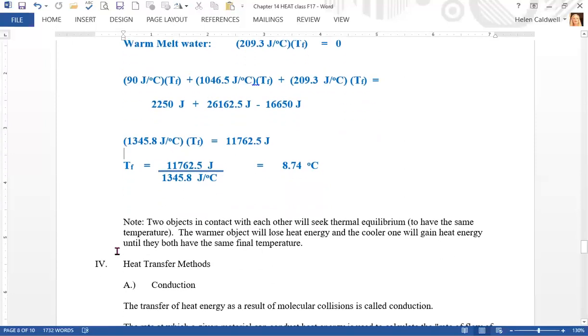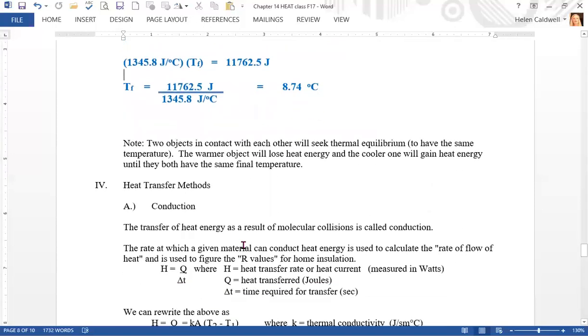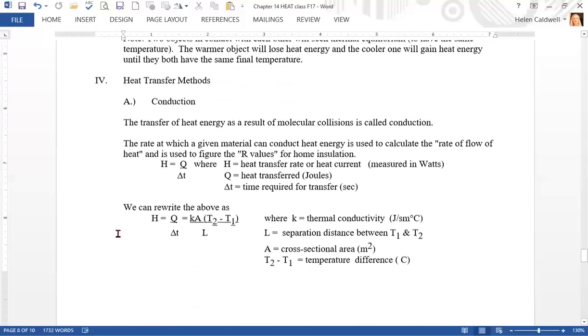All right. Two objects in contact are going to seek thermal equilibrium. The warmer object is going to lose heat energy. The colder one is going to gain heat energy until we reach thermal equilibrium. So let's talk about some methods by which items gain or lose heat energy. One is conduction. Conduction is the transfer of heat energy due to molecular collisions.